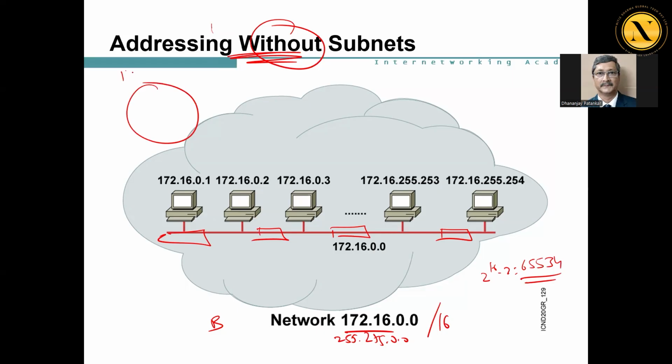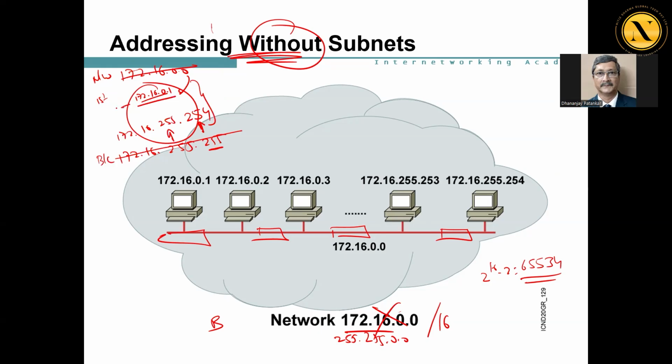And what will happen? 172.16.0.0 you can't use, being the network IP address. 172.16.255.255 you can't use, being the broadcast IP address. Got it? So what will be the first one? 172.16.0.1, right? What will be the last one? 172.16.255.254, one less than the broadcast. Total will be how many? 65,534.